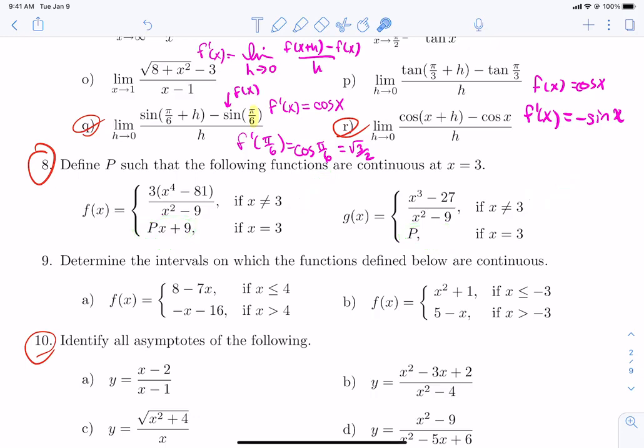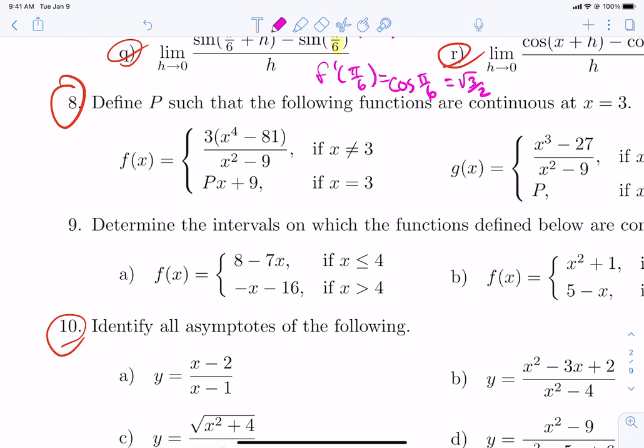Okay? So how do we know that there's a hole in the function at 3? Well, if we plug 3 into this, we get 0 over 0. There's a hole. So how do we plug the hole? So let's look at what we can do. So let's start with f of x.